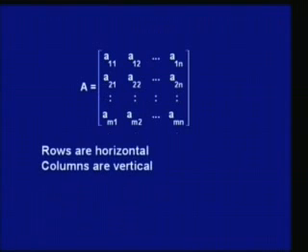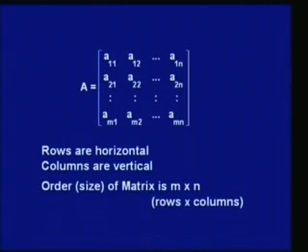The rows are horizontal and are placed one below the other, while columns are vertical and they are placed side by side. The size of a matrix, or sometimes we call it the order of the matrix, is m by n, meaning thereby that there are m rows and n columns. That's why the size or order is defined as rows into columns. So this matrix has m rows and n columns.